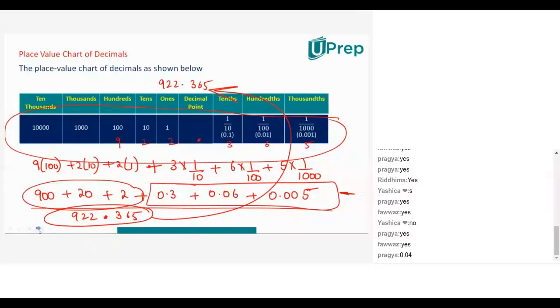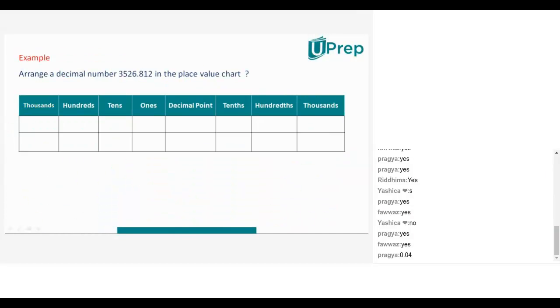This is a question for you guys. Before I move to the next concept, let's do this. There's a decimal number, 3526.812. Arrange it in the place value chart. Yashika, where are you? Unmute yourself. Let's talk. So I have to arrange it in order, right? Yeah. Tell me, I'll put it in the chart.